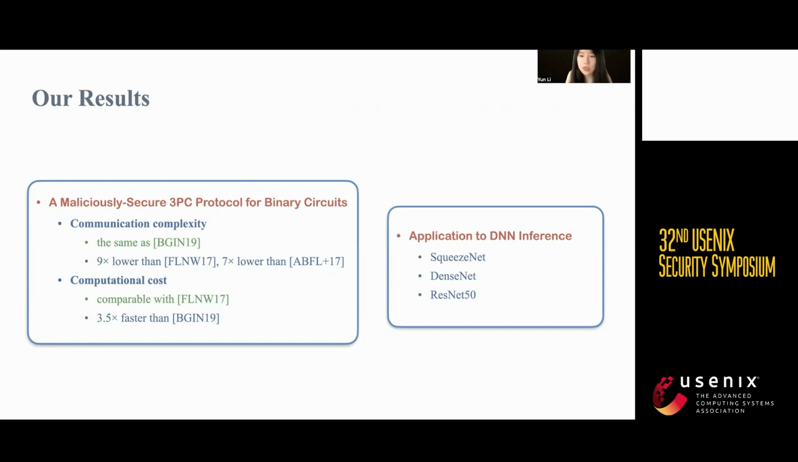Our result is yes. We built a maliciously secure three-party computation for binary circuits. It has the same amortized communication complexity as BJ19, as well as a comparable computational overhead with FLNW17. We also apply our protocol to secure DNA inference and test it on 3 DNA models.